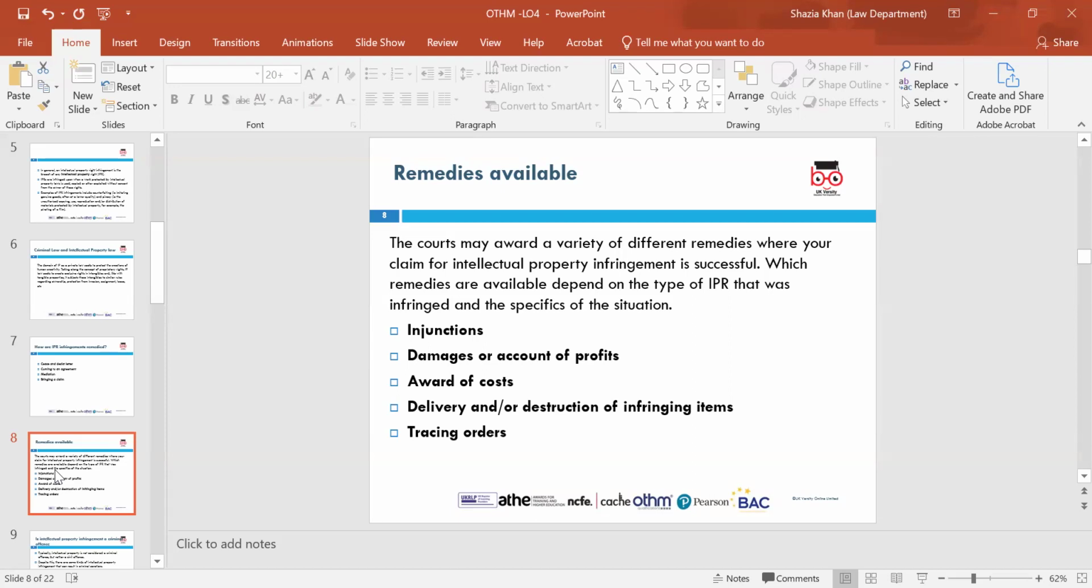Failure to adhere to these injunctions can result in either a fine or imprisonment. So, you need to make sure that you are following the requirements of the injunctions that are put in place by the courts, because if you do not follow them, you would either get fined or there would be an issue in regards to a custodial sentence or imprisonment for you. The next remedy is damages or accounts of profits.